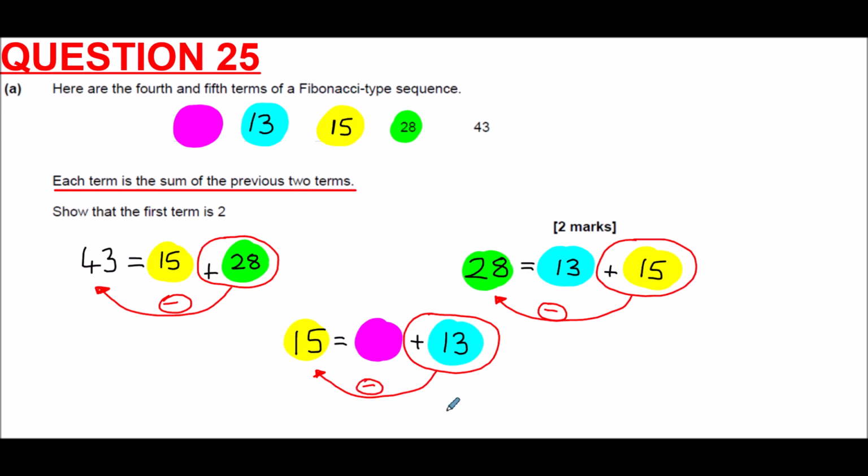So therefore the first term will be 15 minus 13, which is 2, which is what we wanted to prove all along. And so that's for working out. So the first term must have been 2.